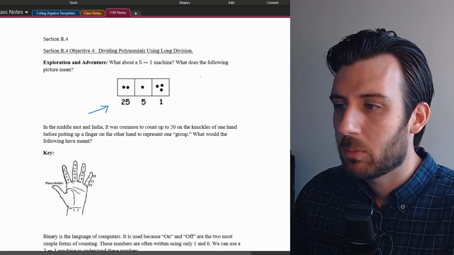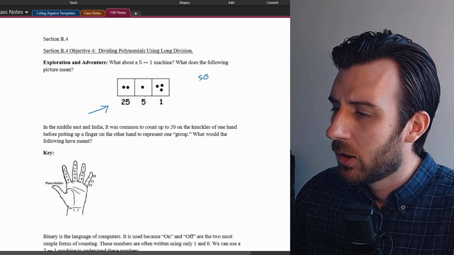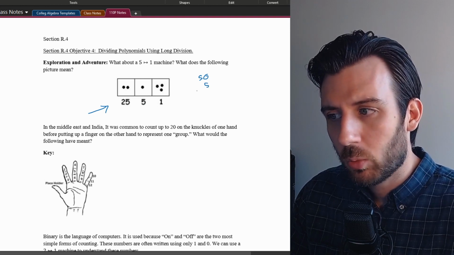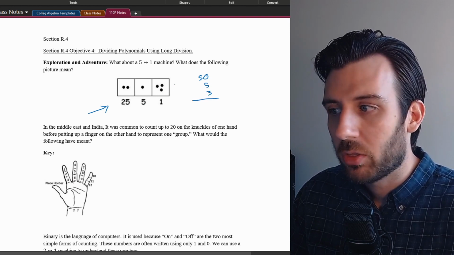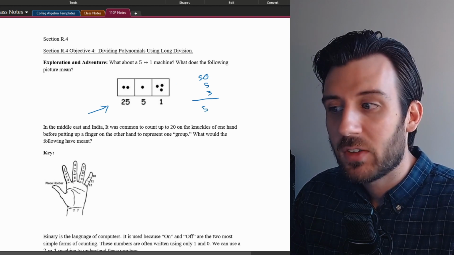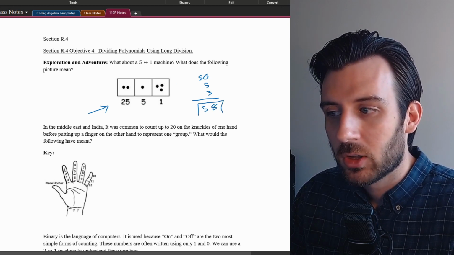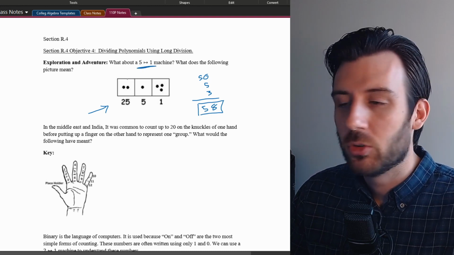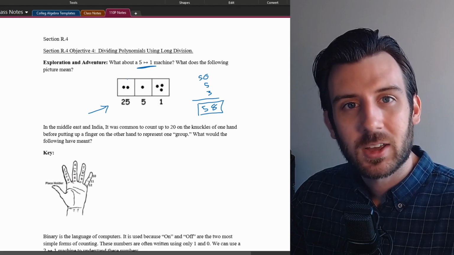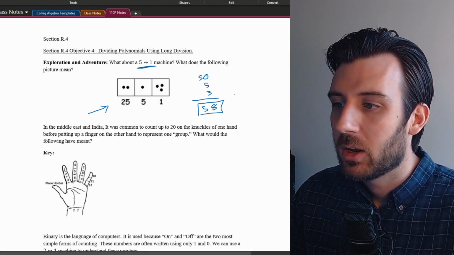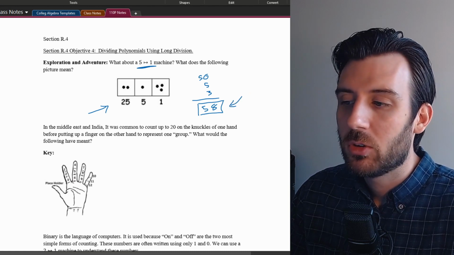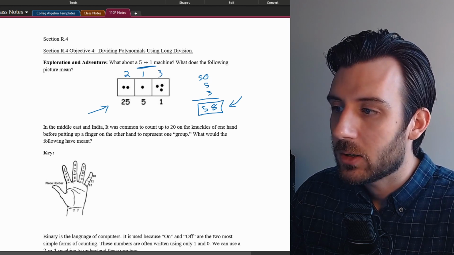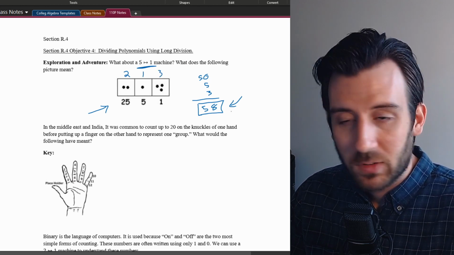Well, 2 of these 25s would be 50. I'd have 1 dot in the 5, that would be a 5, and then 3 dots in the 1, that would be 3. So in total, this machine is currently displaying the number 58. It's just doing it in what we might call base 5. It's using groups of 5 to move throughout this machine. But in our traditional number, we would say this is 58. So the machine reads this as 213. We read it as 58.